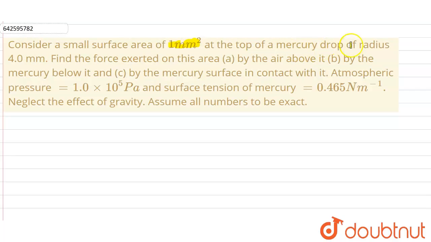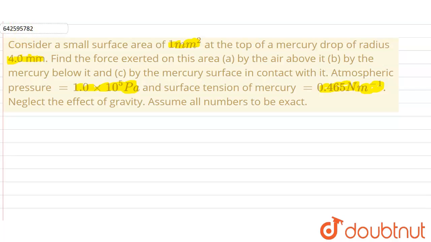Hello everyone, so our question is: consider a small surface area of 1 mm square at the top of the mercury drop of radius 4 mm. Find the force exerted on this area by the air above it, by the mercury below it, and by the mercury surface in contact with it. Atmospheric pressure given to us is 1 into 10 raised to power 5 pascal, and the surface tension of the mercury given to us is 0.465 Newton per meter. Neglect the effect of gravity and assume all numbers to be exact.